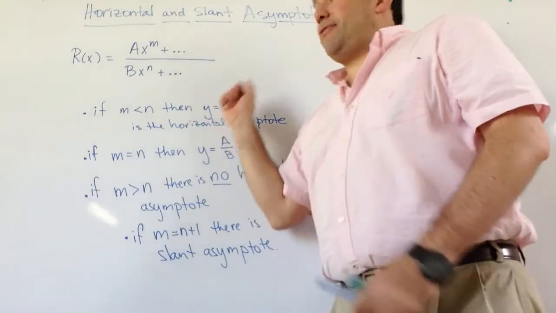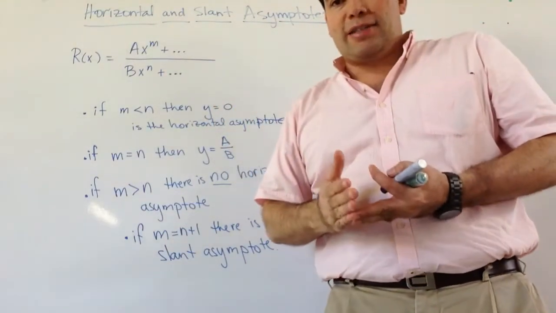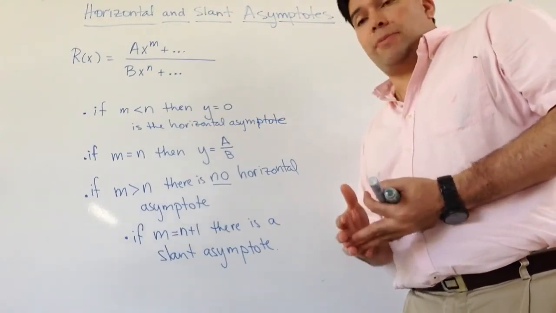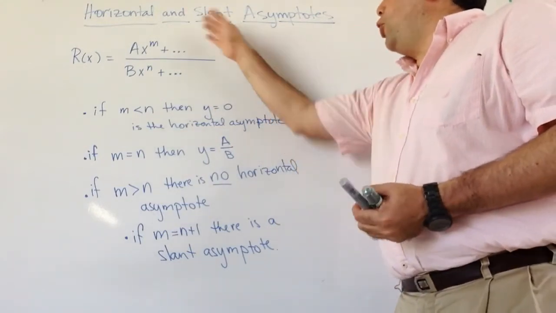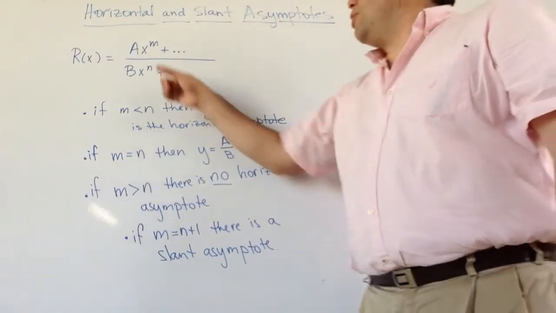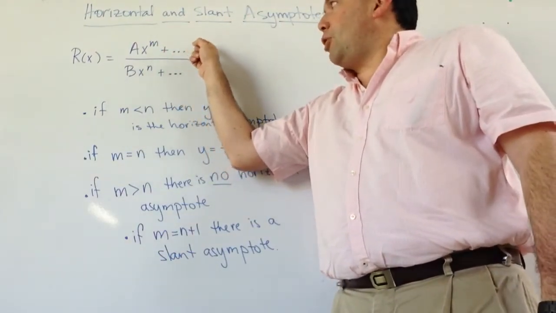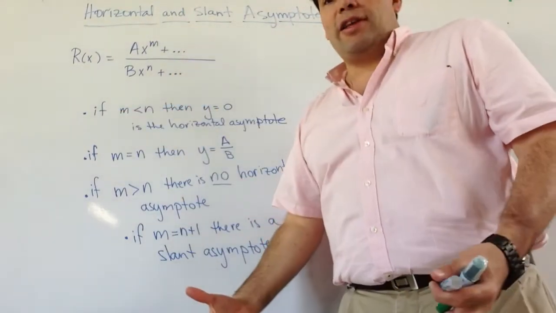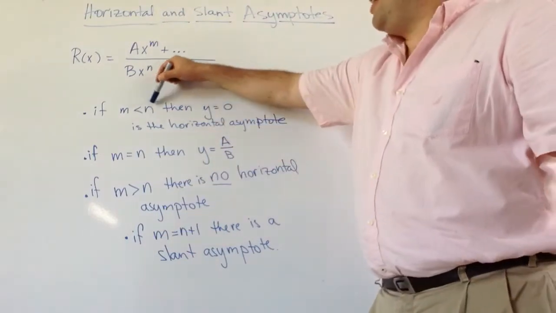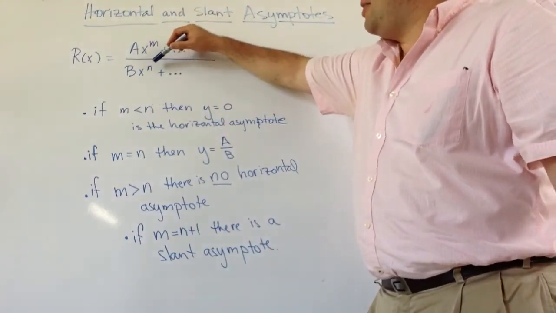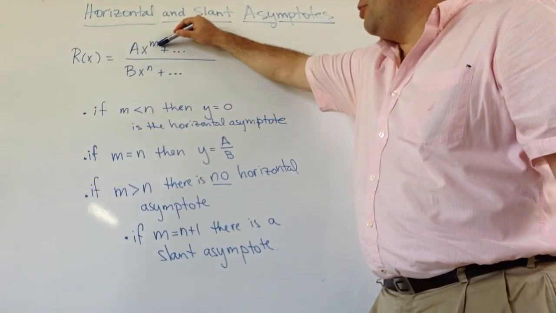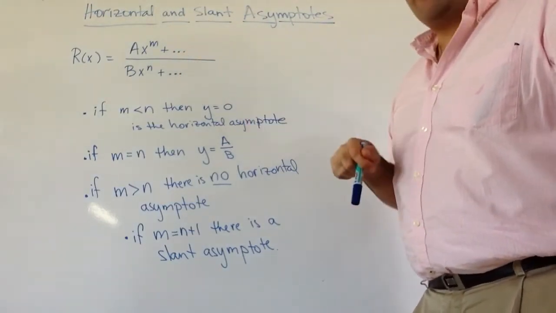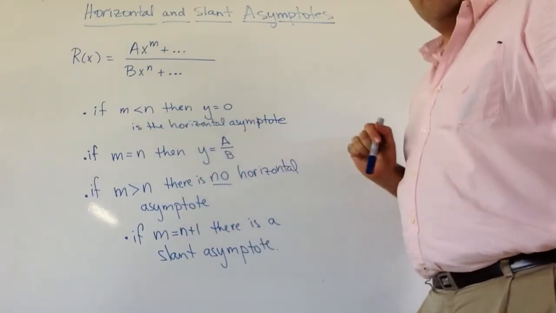Yesterday we didn't have it in this form. We were finding vertical asymptotes, holes and x-intercepts. But now to find horizontal and slant asymptotes, we need it as a polynomial in standard form divided by another one in standard form. Then you just look at the degrees. If m is less than n, in other words, if the degree in the denominator is greater than the degree in the numerator, then the line y equals 0, the x-axis, is the horizontal asymptote.